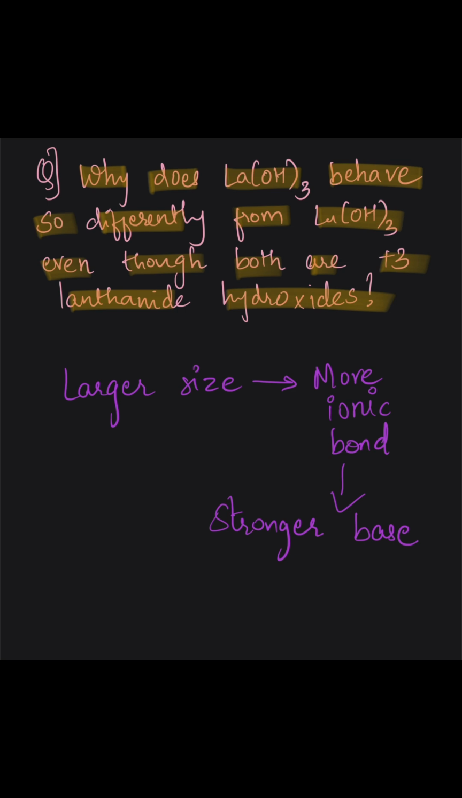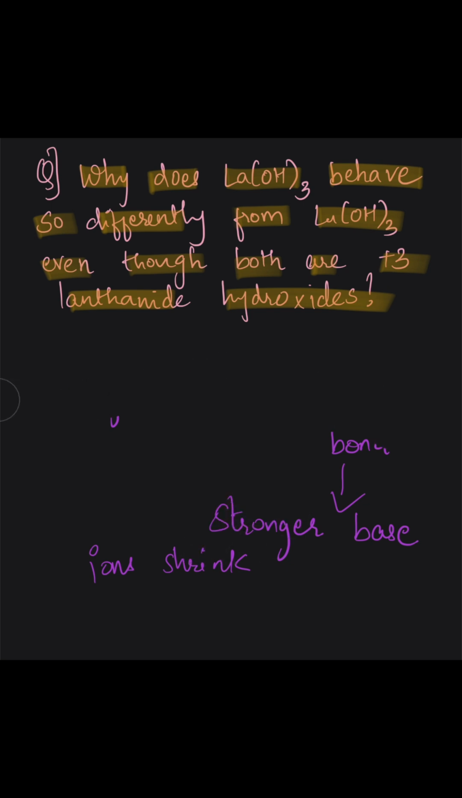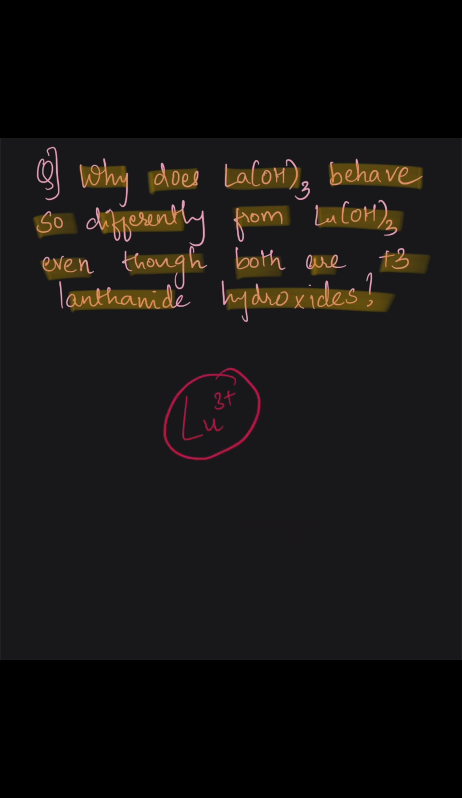So now when you move across 4F series, there is lanthanide contraction, and because of lanthanide contraction, ions will shrink. All right. So small ions will hold on to OH minus tightly. Let's see lutetium now quickly. Lutetium Lu3+, on the other hand, is a small size ion. Now if I draw OH minus over here, what's going to happen?